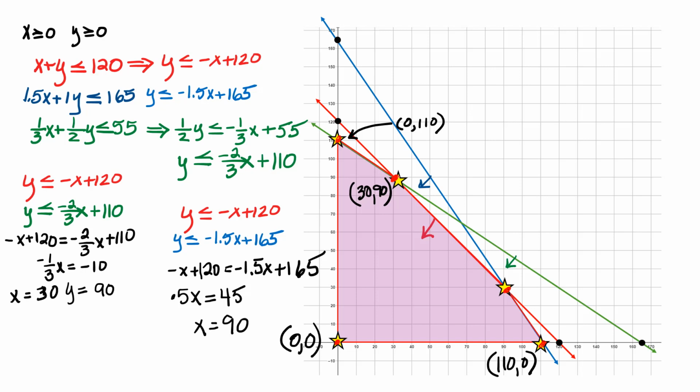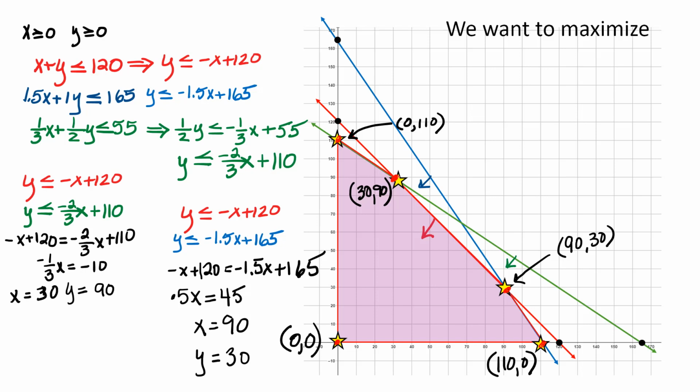And when we plug that back into either the red or the blue equation, we are going to get y equals 30. So the point where the blue and red lines cross is the point 90, 30, which is when you bake 90 wheat loaves and 30 cheese loaves. So we've got 1, 2, 3, 4, 5 points, the vertices of the shape, and we will check each one in the profit equation. So we want to maximize profit, and that is $1.20 times x for the wheat bread, $1 times y for the cheese bread. If you add all that up, that will be your profit you will make.